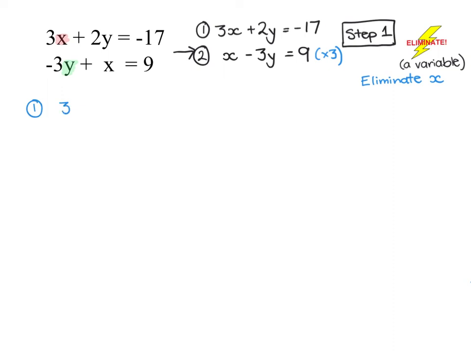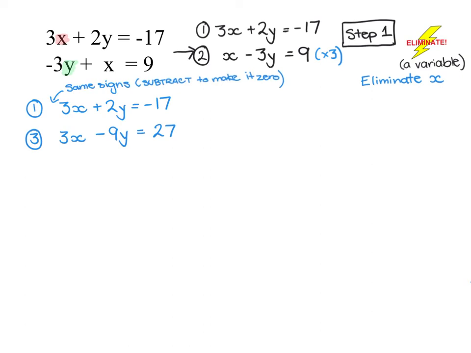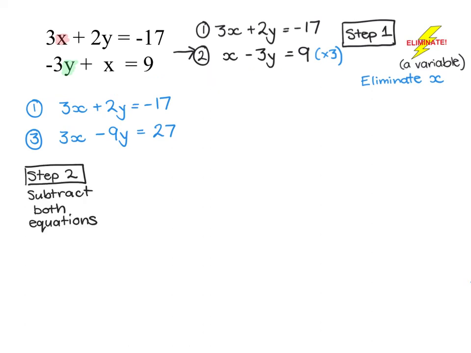Equation number 1, I'm not changing that, is 3x plus 2y is equal to negative 17. And the equation 2, when I'm multiplying by 3, so let's change it into equation number 3. So x times 3 is 3x, negative 3y times 3 is negative 9y, and then 9 times 3 is 27. Okay, now the x's are the same and they all have the same sign, so we're going to have to subtract both equations to make it a 0. So let's put that subtraction sign there.